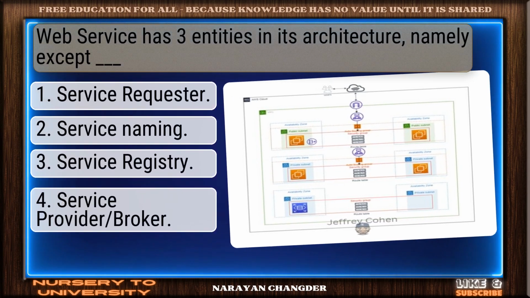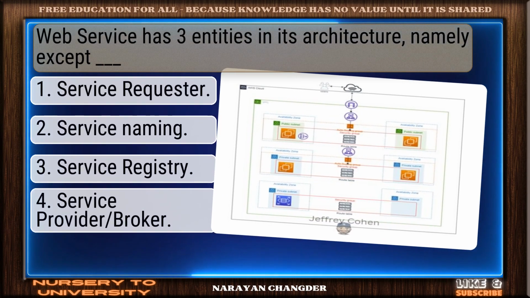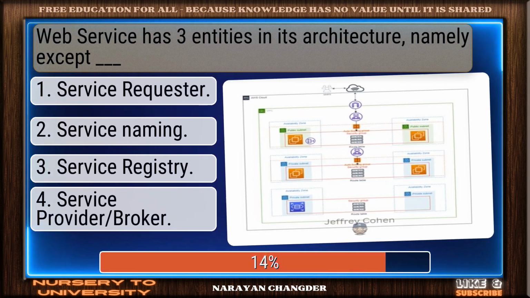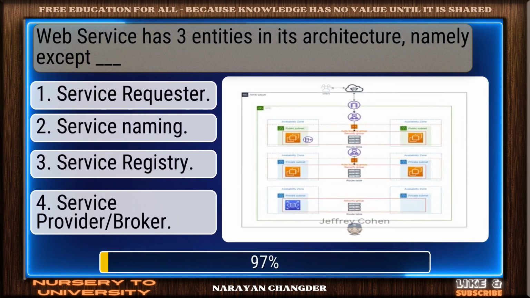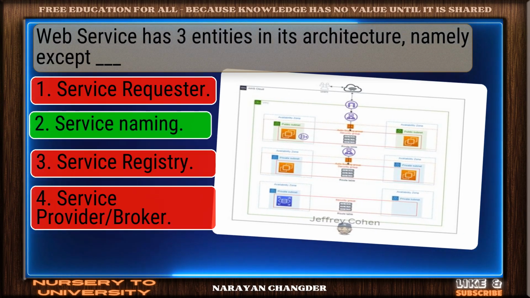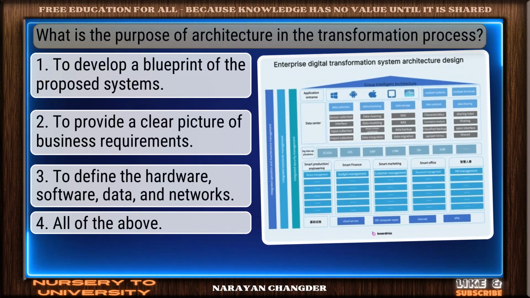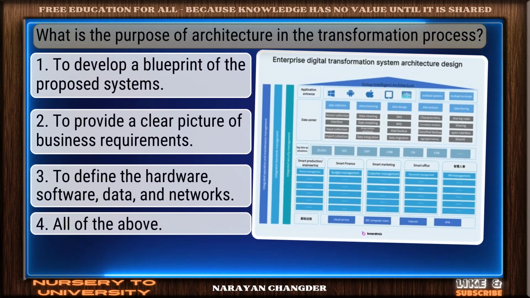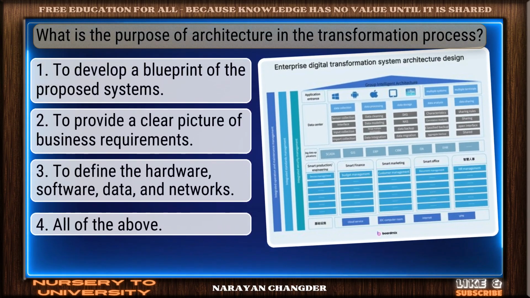Question number 35. Web service has 3 entities in its architecture, namely except dash. Smart pick. Service naming is the correct choice. Question number 36. What is the purpose of architecture in the transformation process?